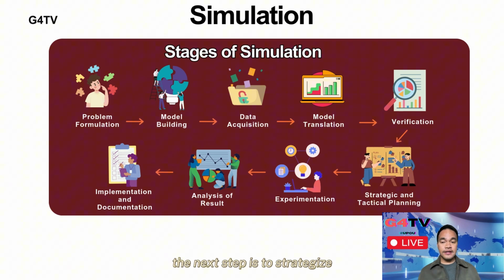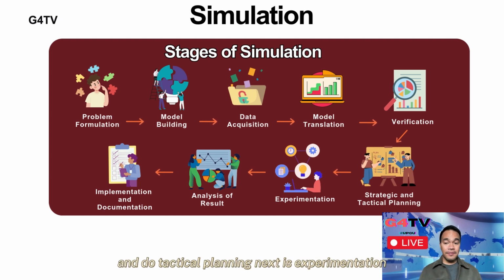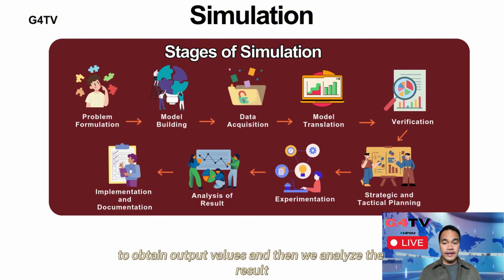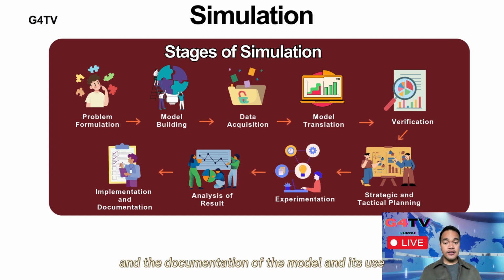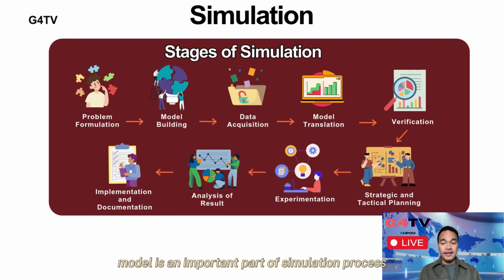The next step is to strategize and do tactical planning. Next is experimentation, which is the execution of the simulation model to obtain output values. And then we analyze the result. And lastly, we do the process of implementing decisions resulting from simulations and the documentation of the model and its use. As you might have noticed, model is an important part of simulation process.